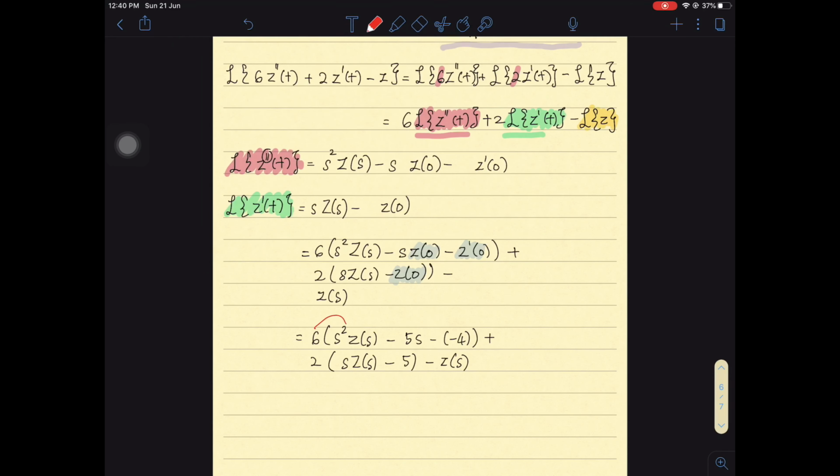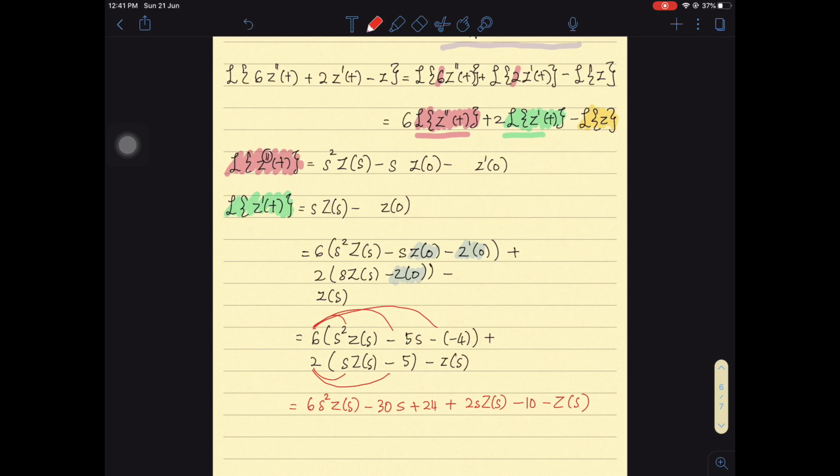Now after you substitute, let's expand this equation where you need to multiply by 6 with s squared zs, so you will have 6s squared zs. 6 times negative 5s, you have negative 30s. 6 times positive 4, you have positive 24. Plus with 2 times s zs, you have 2s zs. 2 times negative 10 and negative 5, we have negative 10 minus zs.